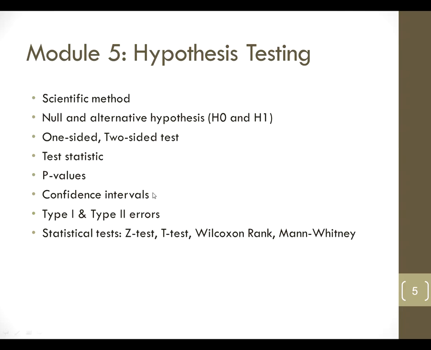We talked a little bit about confidence intervals around your p-value, and then type 1 and type 2 errors in statistics. Okay, good to go back and review those. In this module, we focused primarily on the z-test and the t-test. Okay, these are parametric tests that assume normality.